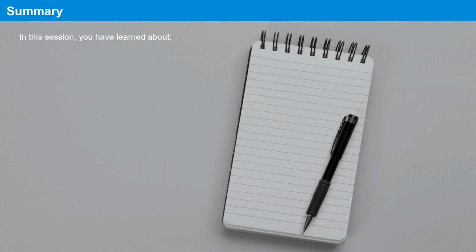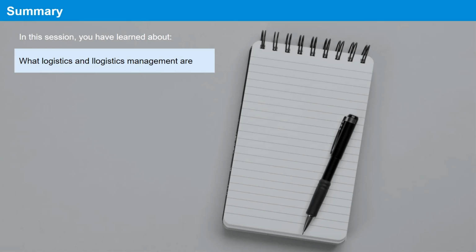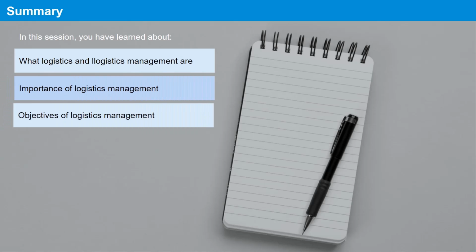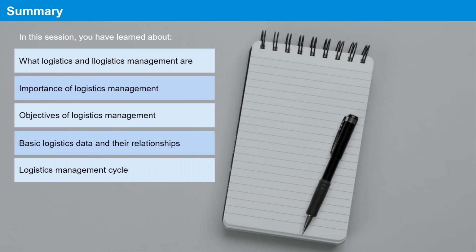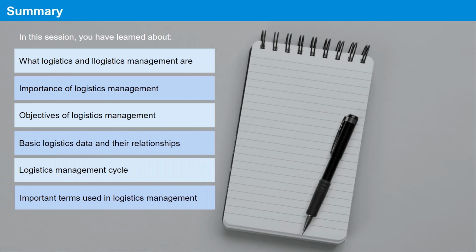In this session, you have learned about what logistics and logistics management are, importance of logistics management, objectives of logistics management, basic logistics data and their relationships, logistics management cycle, and important terms used in logistics management. This brings us to the end of this mini module, overview of the logistics management. You may now attempt the ungraded knowledge checks for this session.